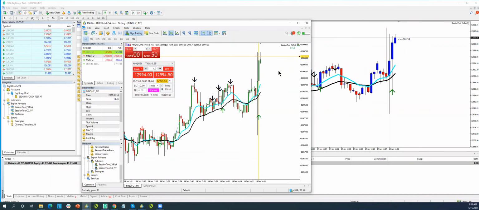NASDAQ continuation buy. Okay, it's continuation buy, and I'm basically trying to beat the buy on this move. If it beats the buy, I want to trade the move. If it doesn't beat the buy, I don't want to. It's basically testing back up to the 13,000 level, which has gotten rejected quite a lot over the last couple of days. So just interesting to see.